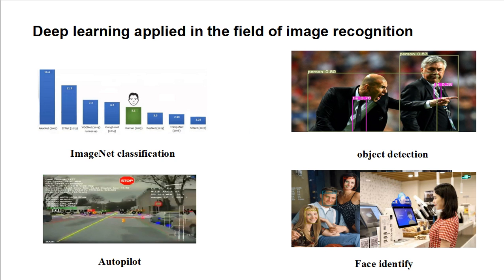Deep learning has been widely used in the problem of image recognition, such as the ImageNet classifications, object detections, and autopilot, even the face identifiers problems. While this technology brings convenience to people, deep neural networks have been shown to suffer from critical vulnerabilities under adversarial attacks. So these phenomena stimulate the creations of the different attack and defense strategies.